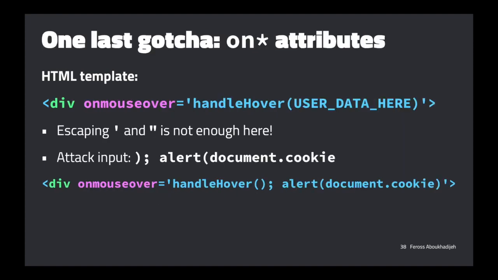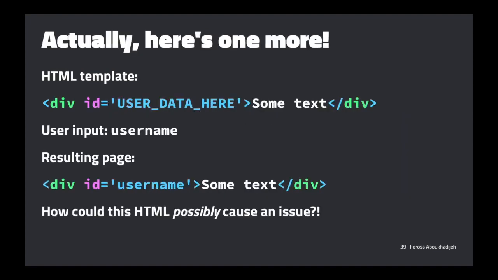Okay, and so I said this was the one last gotcha with attributes, but then I realized there was one more right before lecture. So this one is wild. You have to be careful when you're letting the user select the ID of an attribute. Okay, good. Say we let the user select the ID and they select username, and then we end up with this HTML here: div ID equals username, some text. How could this possibly cause an issue?